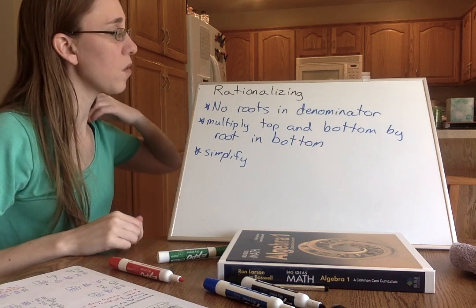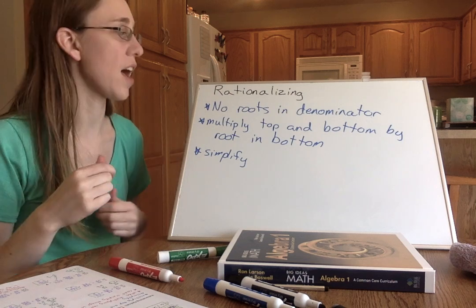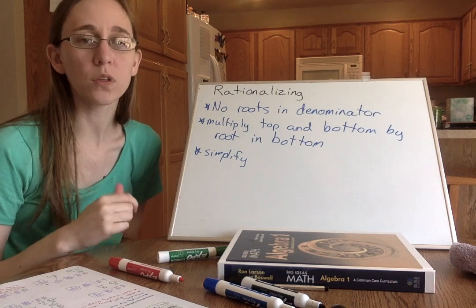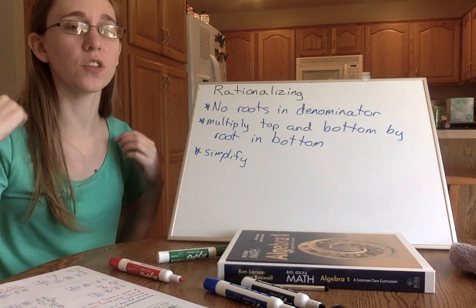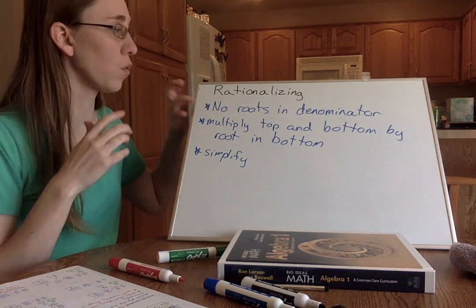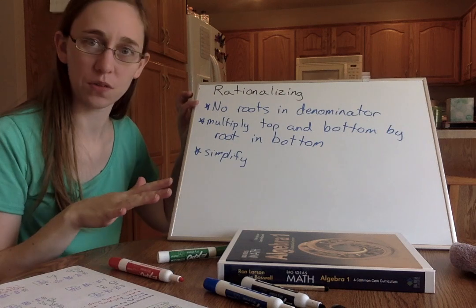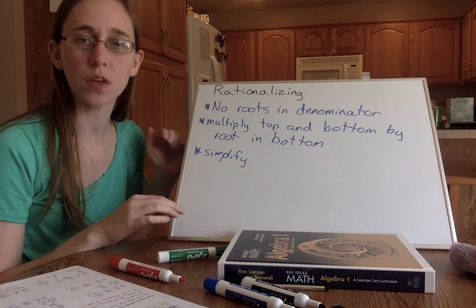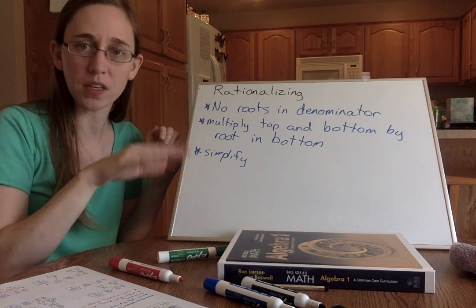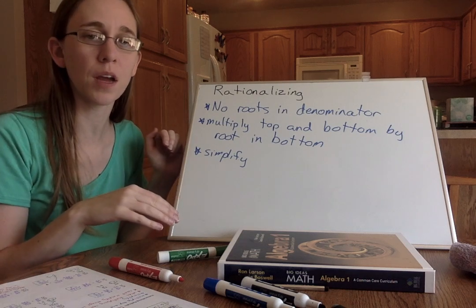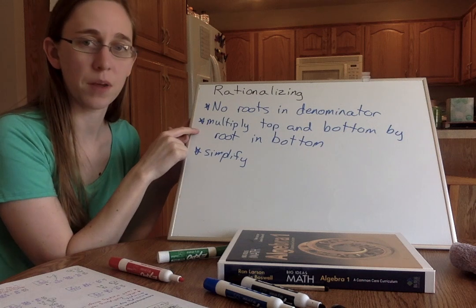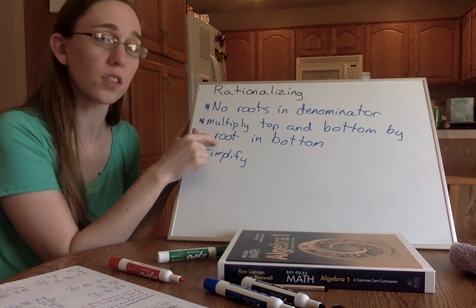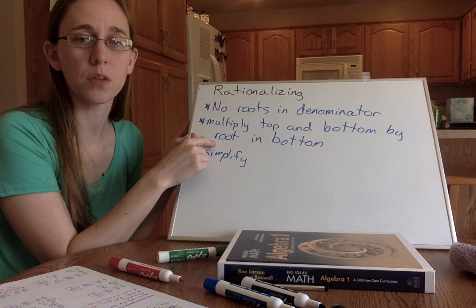Okay, so now we're going to look at rationalizing denominators. So when we're talking about fractions, we do not want to have any roots in the denominator, okay? That's not allowed. So what we end up doing is kind of like when we get common denominators, how we multiply the top and bottom by the same thing to create that common denominator. We're going to multiply the top and bottom by the same thing, but it's going to be the root from the bottom.